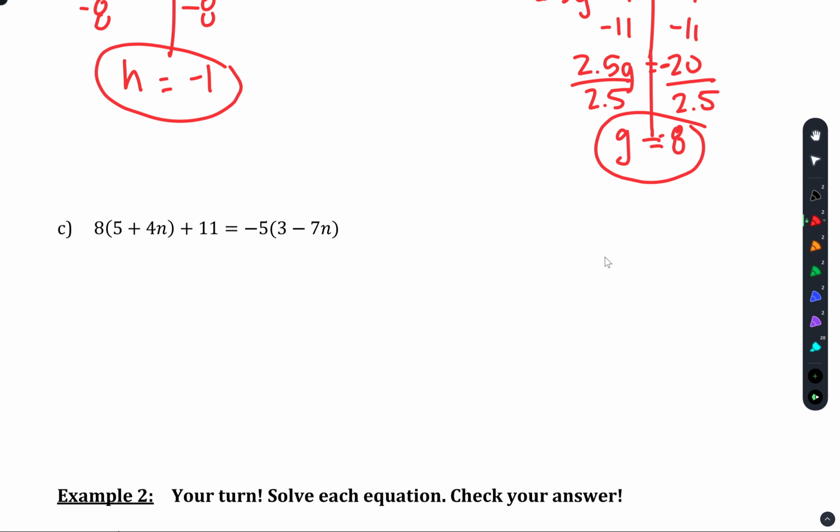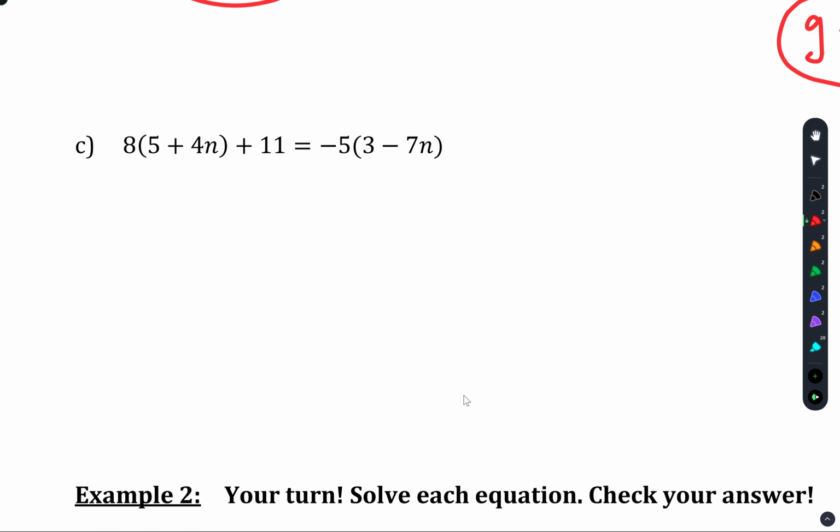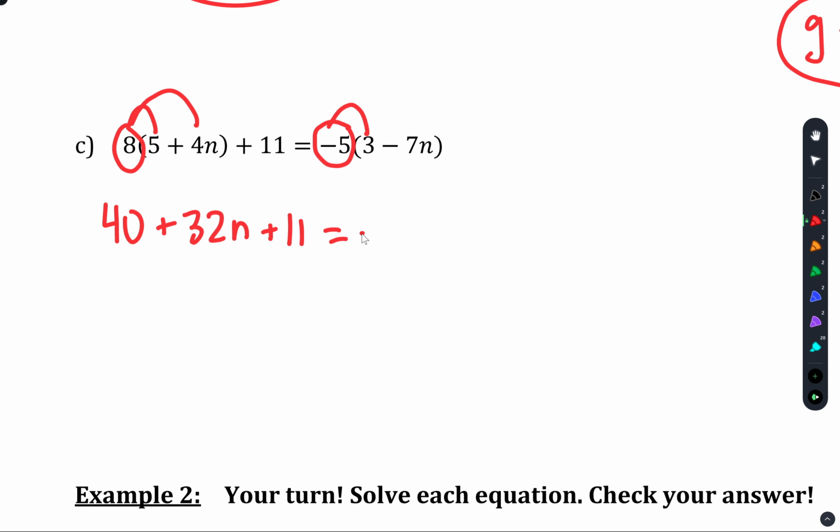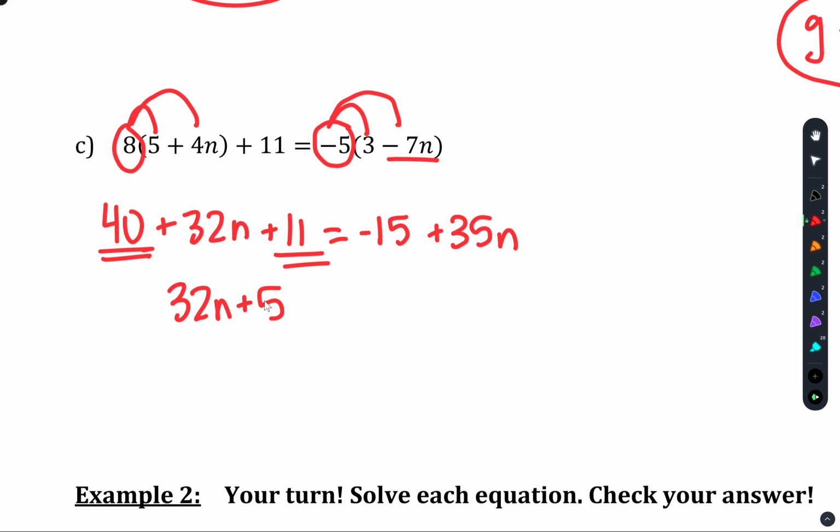All right. The last one here on this page, letter C. This is where things get a little bit trickier. I'm going to go through my steps. Number 1, distribute. I have to distribute the 8 times 5. I have to distribute 8 times 4n. Drop down the 11. I'm distributing negative 5 times 3. And I'm distributing negative 5 times negative 7n, which is a positive 35n. Step 1 done. Step 2, like terms. 40 and 11 are like terms that are on the same side. So I can combine them to get 51.